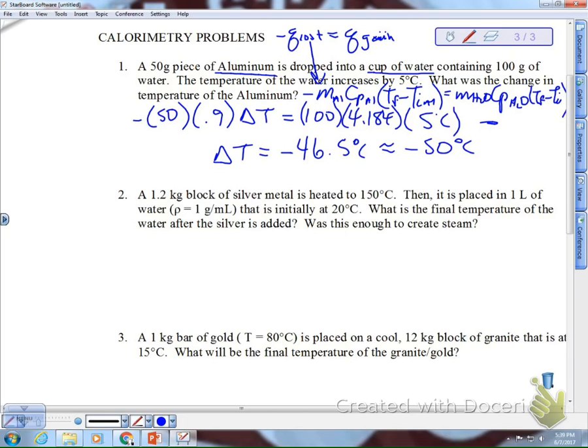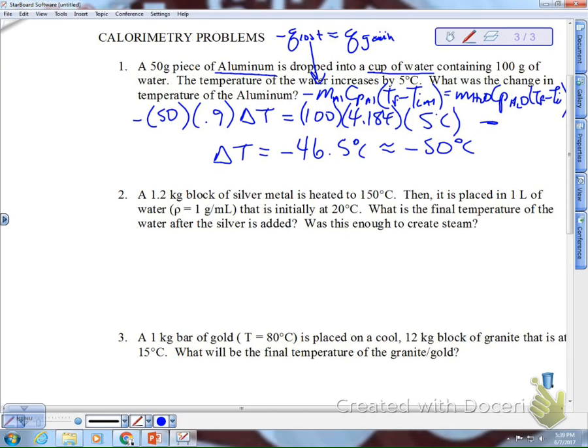Okay, on the next problem, we have a 1.2 kilogram block of silver, heat it to 150 degrees, and then we're going to put it into some water. And the water is initially at 20. What is the final temperature of the water? Well, remember, the final temperature is going to be the same for the silver and the water, so don't let that confuse you.